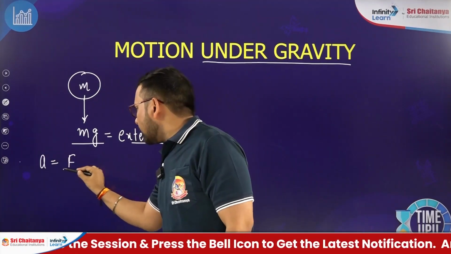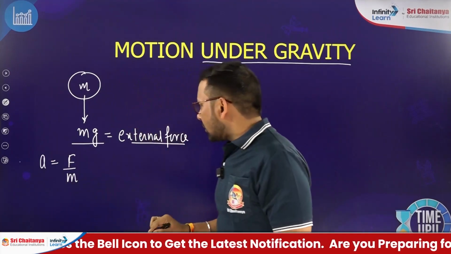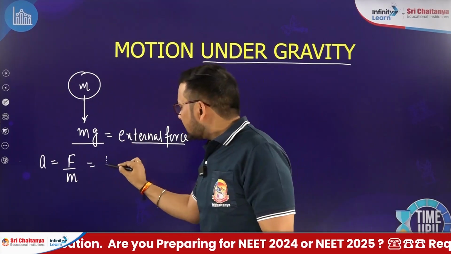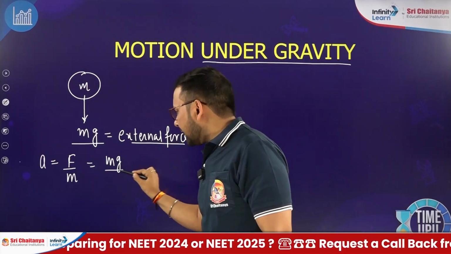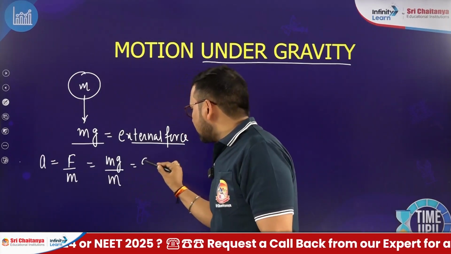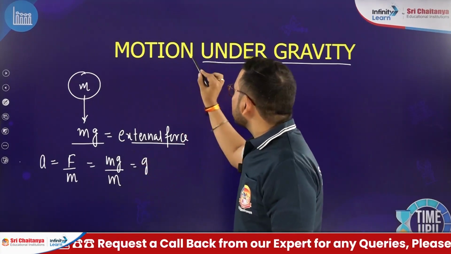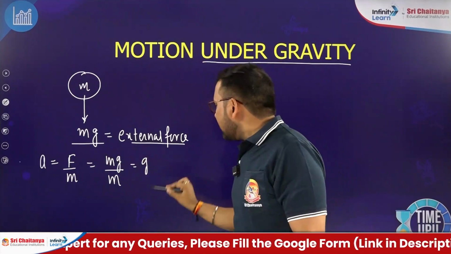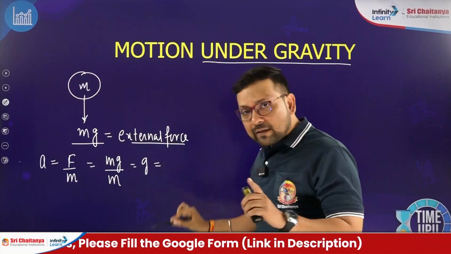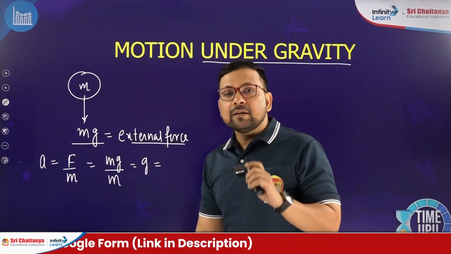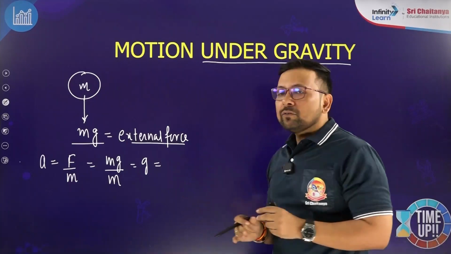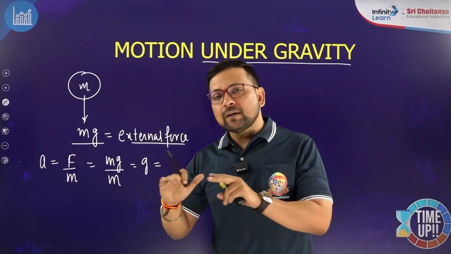Acceleration will be force by mass because it's a constant force. Why am I saying constant? I will elaborate on that also. That is mg by m, and that is equal to g. So when we talk about motion under gravity, the acceleration is equal to g, which is a constant. That is the limitation in this particular topic: we will take gravity near Earth's surface.